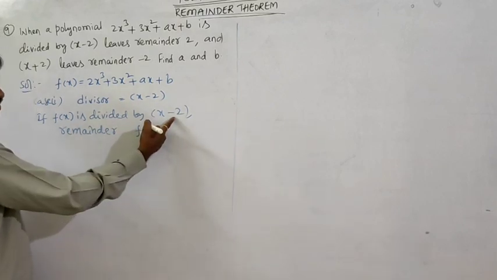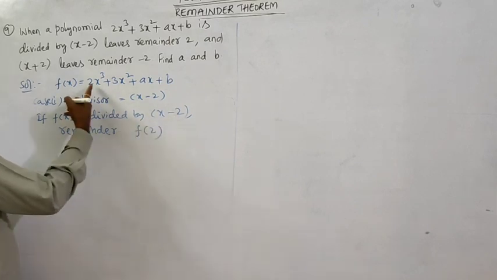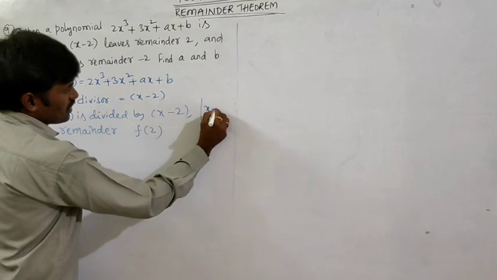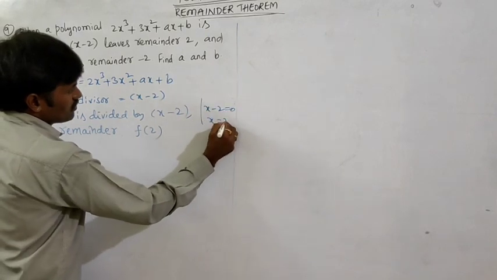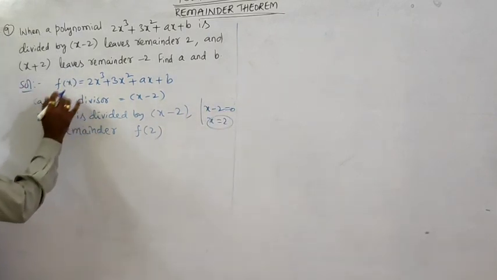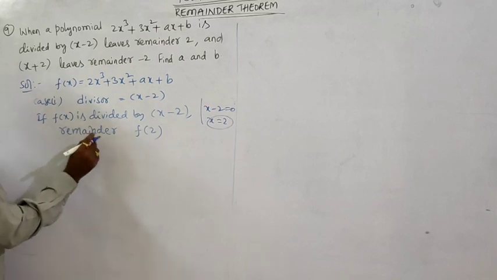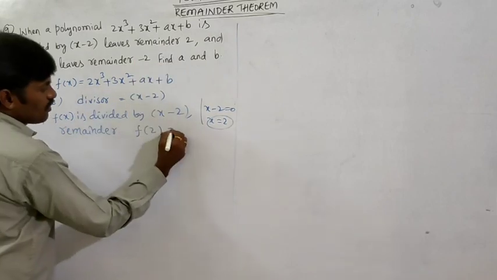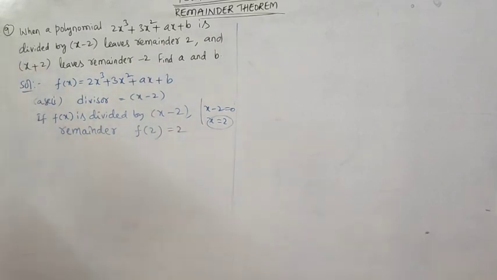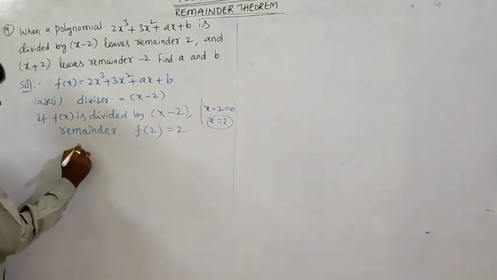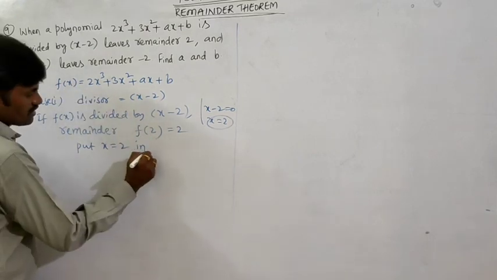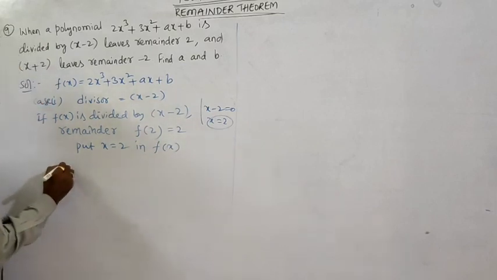The zero of x minus 2 is 2. So putting 2 in the given polynomial. See, x minus 2 is equal to 0, then x is equal to 2. Okay. In that case, according to the question, what is the remainder? 2. So f of 2 is equal to 2. Now, put x equal to 2 in f of x. So in this case, what do you get?